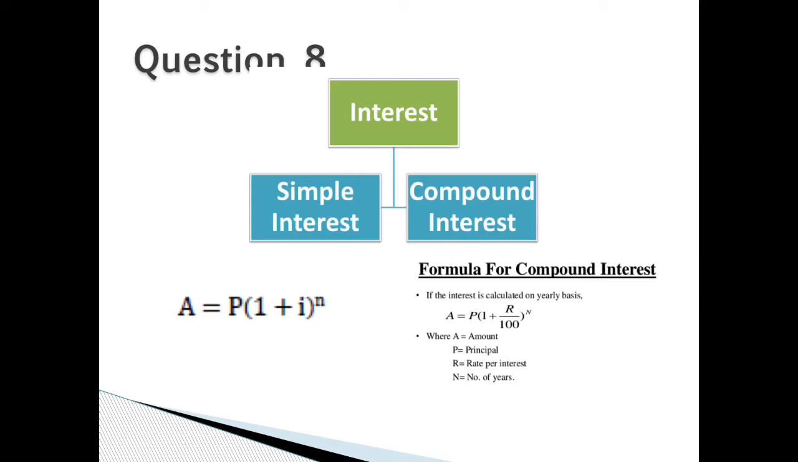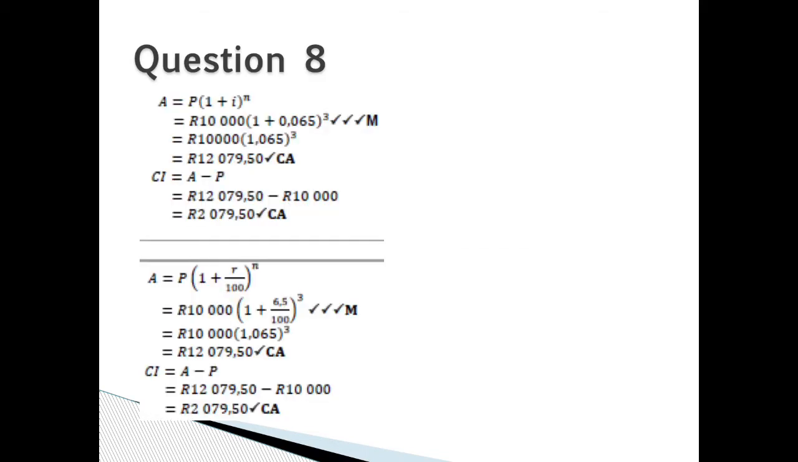A is equal to P, brackets, 1 plus R over 100, close brackets, to the power n, where A is the amount, P is the principal, R is the rate per interest, and n is the number of years. If you use the formula A is equal to P, brackets, 1 plus i, close brackets, to the n, you would have done the calculation as such.